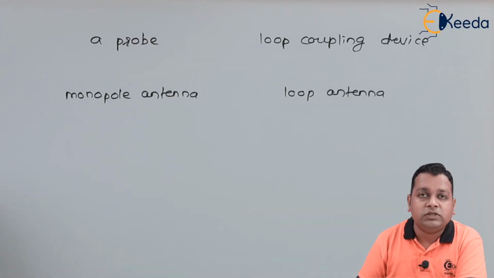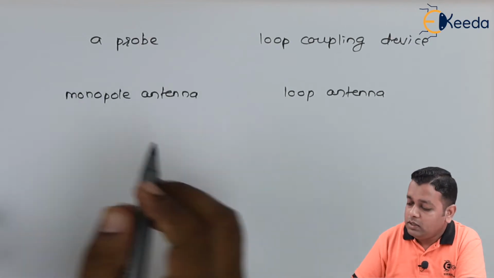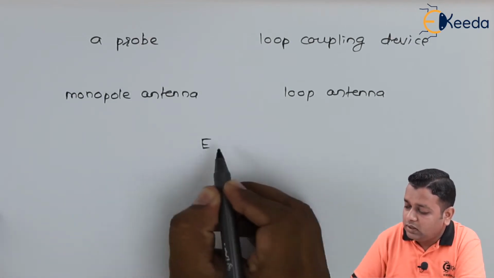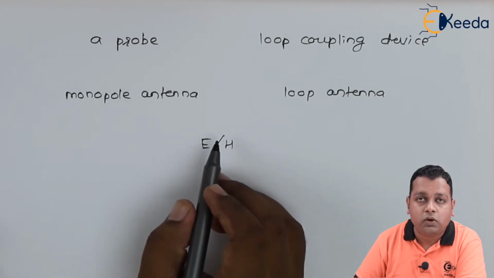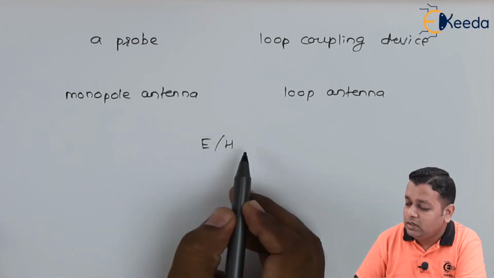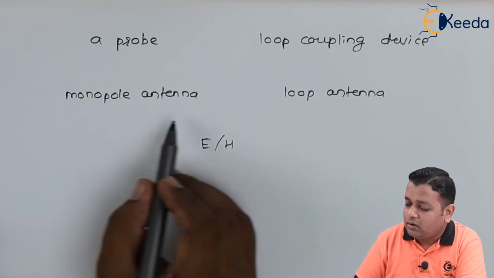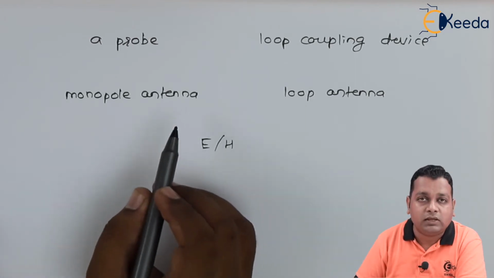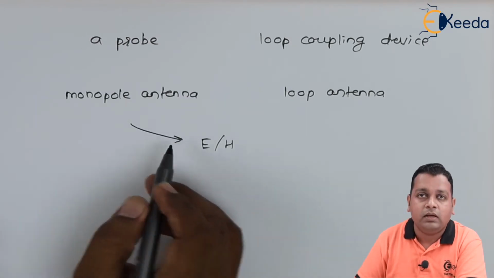So as we know that microwave is basically electromagnetic wave, it has two parts, electric and that of magnetic. So we can also call the microwave to be EH waves here. So the monopole antenna is going to have the excitation for the electric field intensity component here.